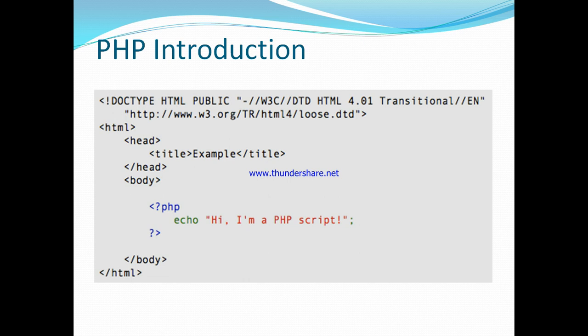So here is our example. There is one HTML tag, that is the HTML, then head, then title. In title we are giving the heading example, then head close and body start, and the angle bracket question mark PHP. This is the portion for the PHP scripting language. By using the echo word, you can print any message in PHP. Body close and HTML close. This is the basic example for the PHP scripting code.